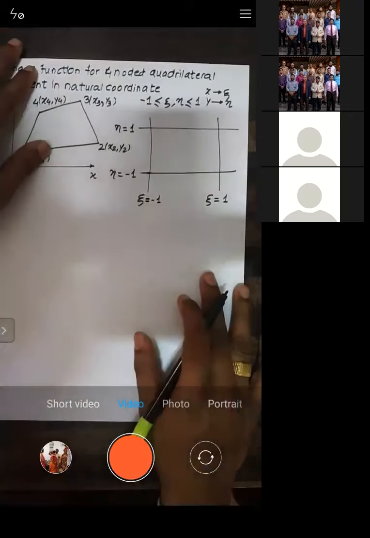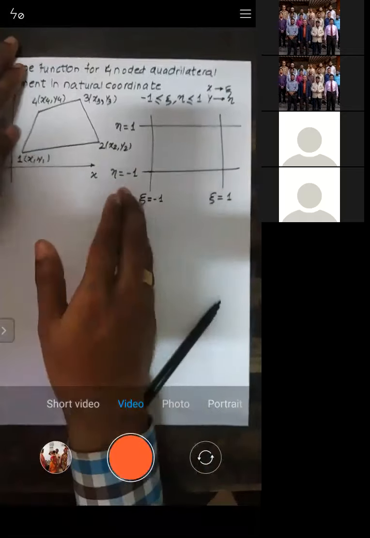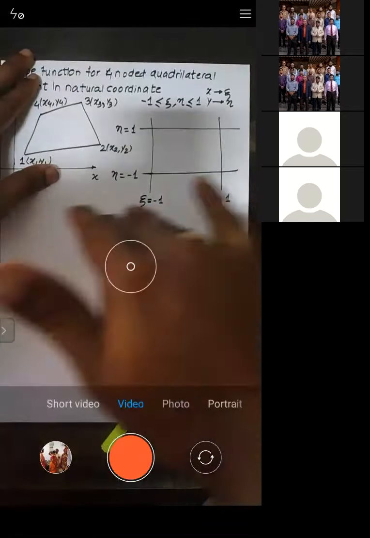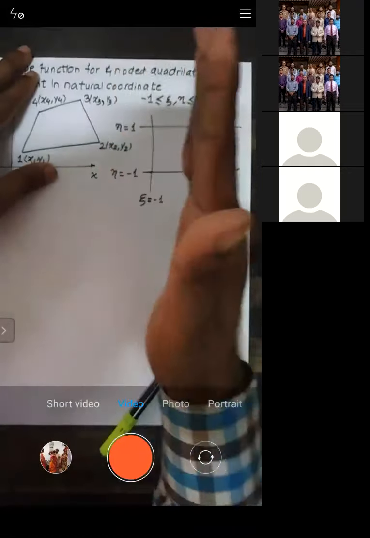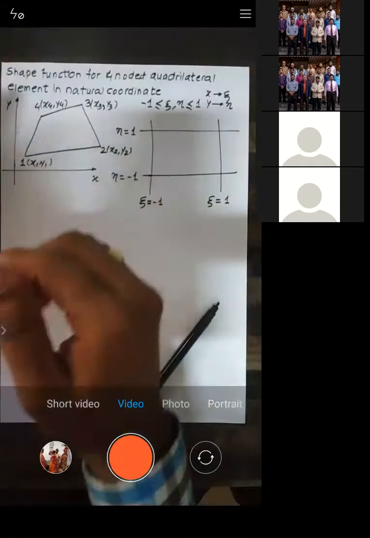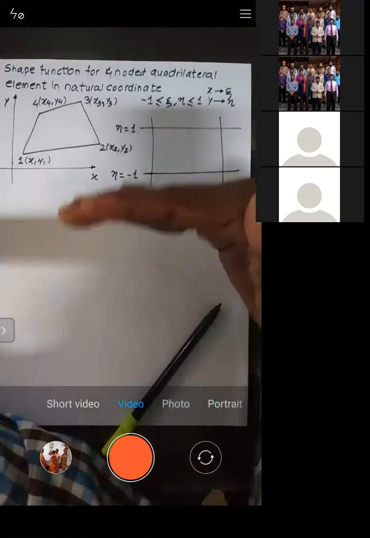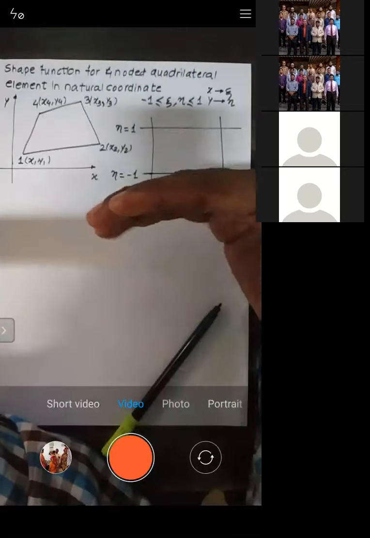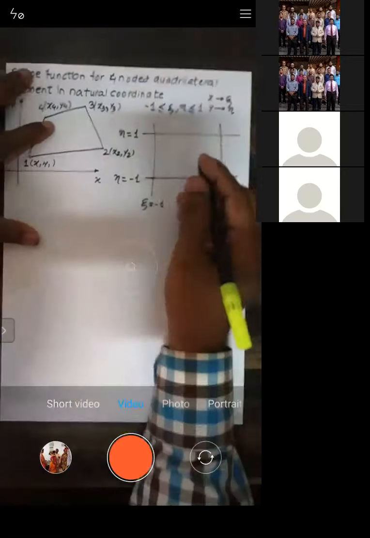Let me clear. See, just replace x by zeta. So along x direction, you have zeta. How does the zeta vary? It is between -1 to +1. Similarly, you replace y by neta. So in y direction, how are you varying? You are varying from neta is equal to -1 to neta is equal to 1.